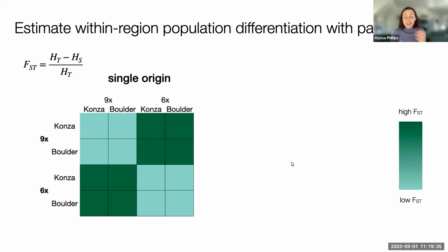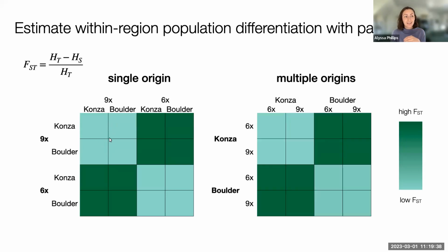And so under our 2 hypotheses, this is what we would expect. Under a single origin, we would expect that 9X individuals from different populations in this western region would have lower FST, be more related. Whereas under multiple origins, you would expect that the populations would be structured like the 6X and the 9X from Kanza would have lower FST and would be more related to one another.